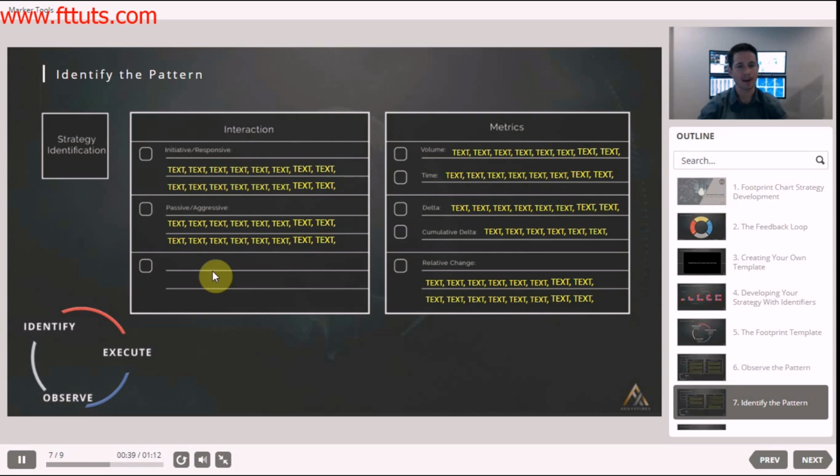Then we're going to talk a bit about metrics. Some of the metrics we're going to focus a lot of attention on in the template are volume, time, the delta, the cumulative delta, as well as the relative changes. Now, once you've observed this interaction and the metrics, you will learn the interaction required for the chosen strategy to work well, as well as the accompanying metrics to guide you in the decision-making process. Now, we're going to then move on to the execution part of the template in the next slide.